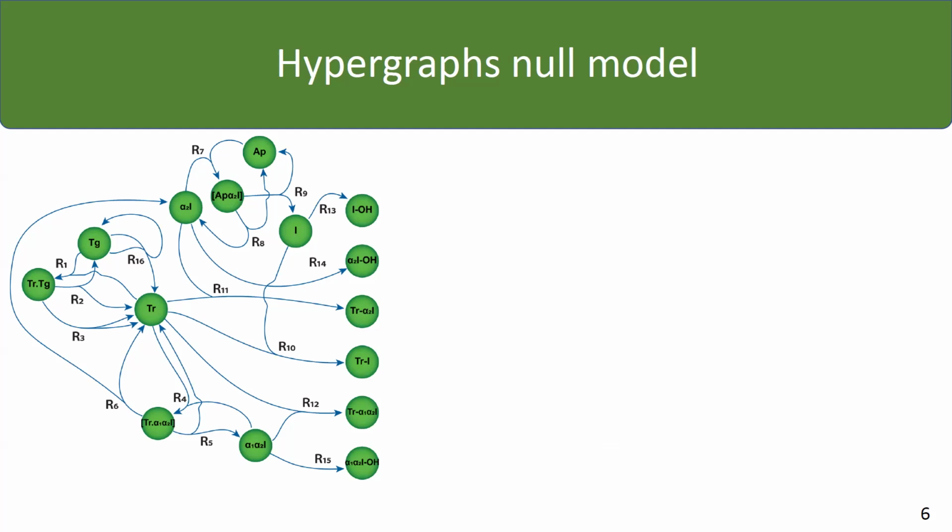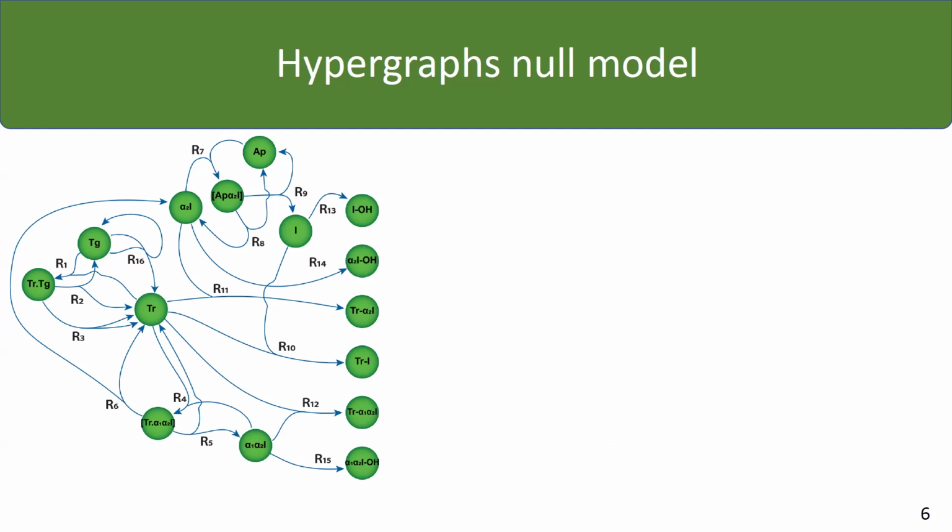And in studying such systems, we can observe a lot of different characteristics. For example, there seems to be some kind of cluster here. This trypsin or the TR molecule seems to be somewhat central. And we can see reaction R4 going one way and R5 going back. So these are all kind of observations that we can do.